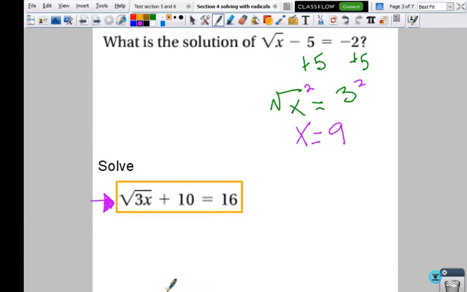Ira, start us off. What do I gotta do first? Take away the 10. Yeah, minus 10 first.